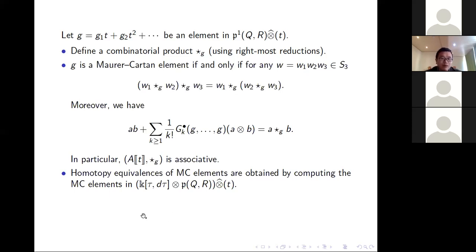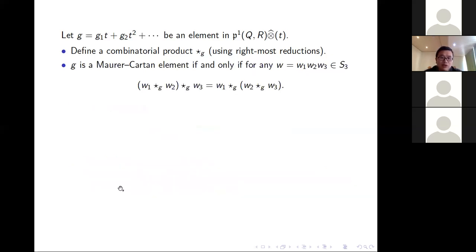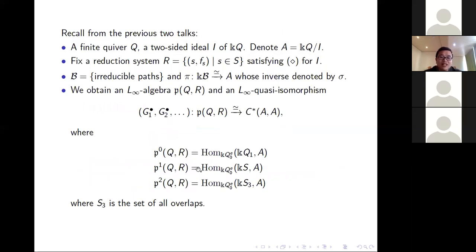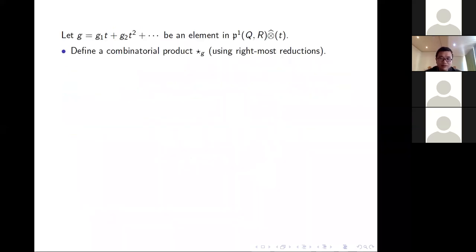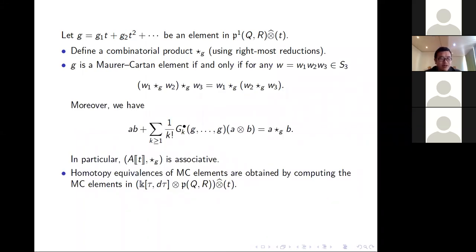And actually, similar to the Maurer-Cartan element here, the Maurer-Cartan element for this big L infinity algebra can also be described in a very combinatorial way. So this means essentially, in order to compute the Maurer-Cartan element, we need to compute the L infinity bracket between elements in P0 QR and P1 QR. But the L infinity bracket between these two spaces also has a combinatorial description. So in practice, for some specific examples, we can compute the Maurer-Cartan space explicitly, by using this idea.